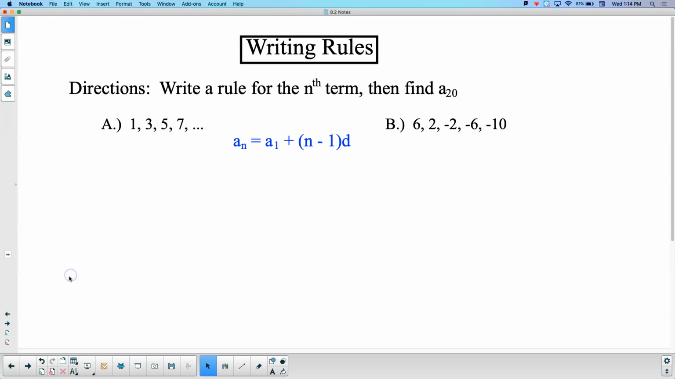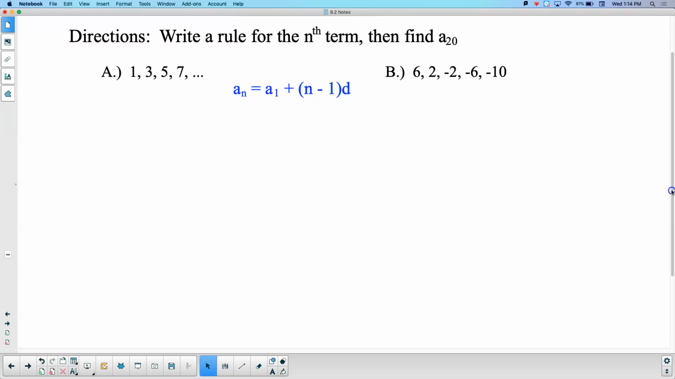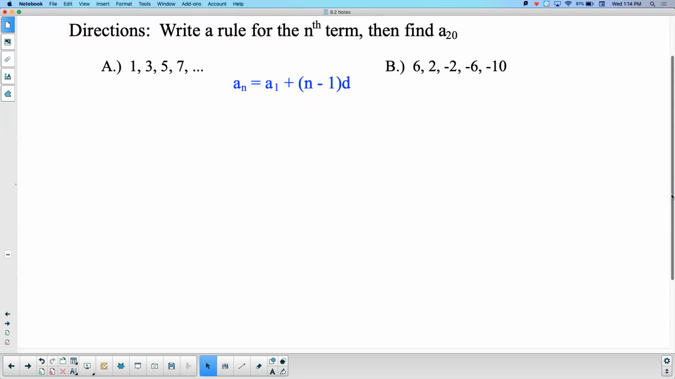Given the sequence, write a rule for the nth term, and then find the 20th term, it says. All right? So, 1, 3, 5, 7, and so on and so forth is my sequence. What is my first term? What is my common difference? Adding 2, so my common difference would be positive 2.